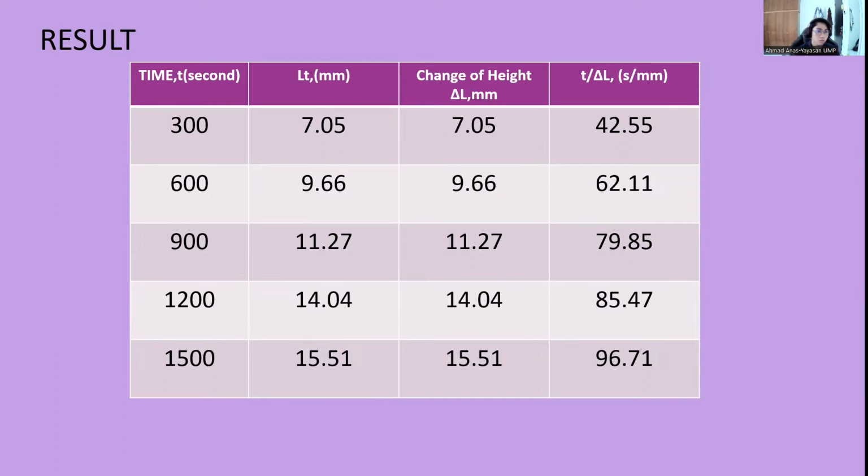Basically for the experiment, we take 5 readings for every 300 seconds. What we got from the experiment is LT in mm, which is like 7.05 and so on. Then we have to calculate the change of height, which is delta L. Delta L is LT minus L naught. And then we have to calculate t over delta L in s over mm. So basically this is the full result for the experiment for our group.